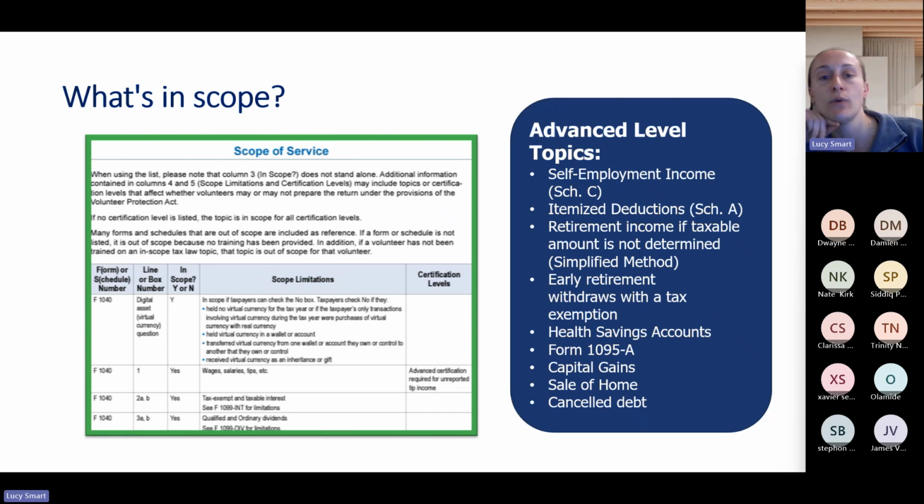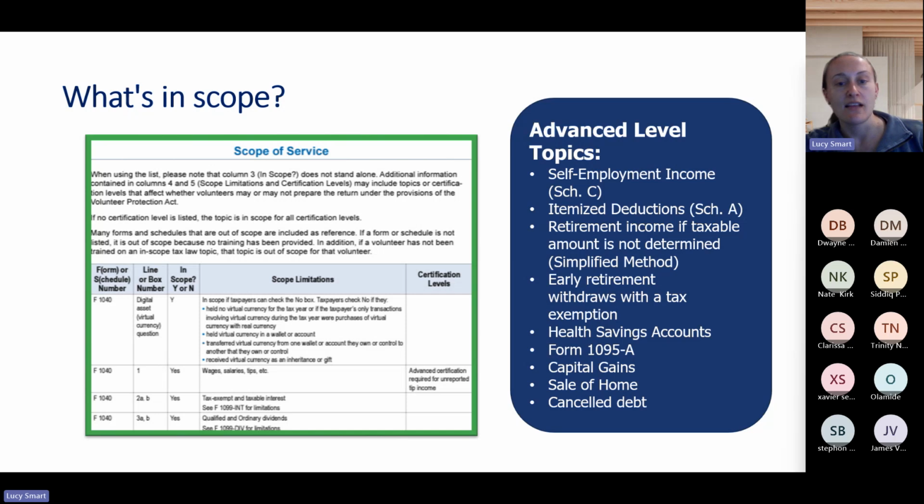So first, we're going to return to the scope of service chart. This is from your Publication 4012, right after the table of contents. In addition to outlining what is in and out of scope for the VITA program as a whole, it also indicates which tax topics require an advanced certification. You can see the example of that right here on the 1040 line 1. It is in scope to report wages, salaries, and tips. But you need an advanced certification if the person has unreported tip income.